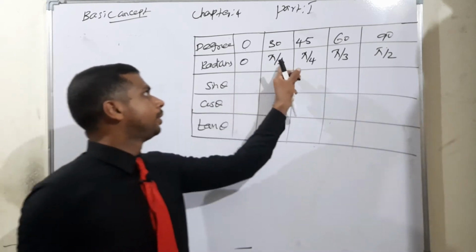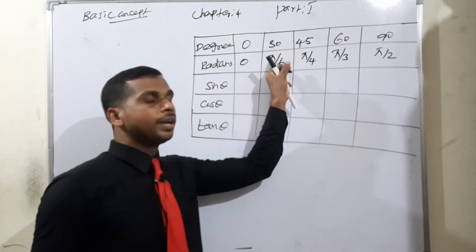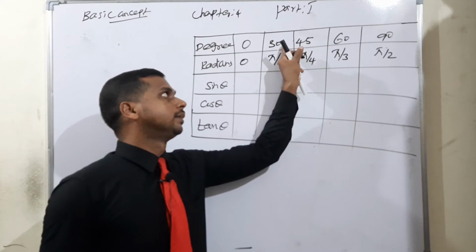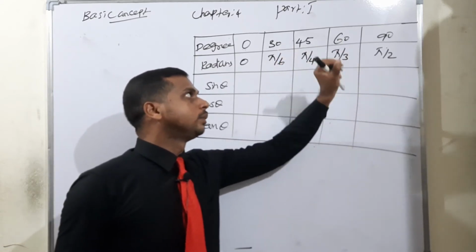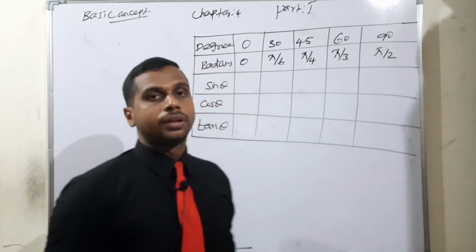How to split the radians actually? What is the meaning of the pi value? Pi means 180. 180 divided by 6 is equal to 30. Then 180 divided by 4 is equal to 45. 180 divided by 3 is equal to 60. 180 divided by 2 is equal to 90.